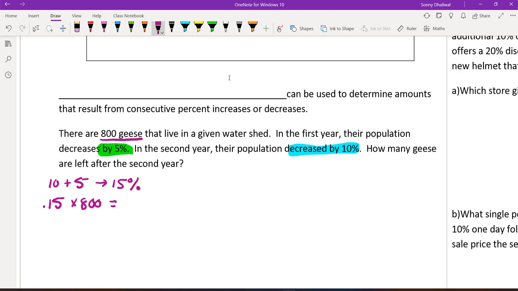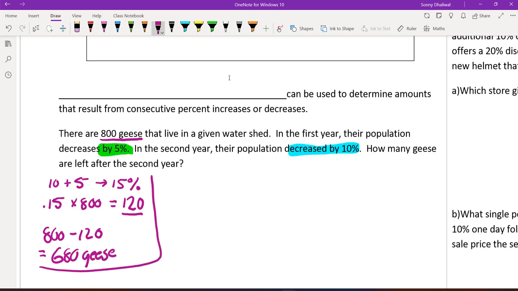Adam? Okay. So this 120, is that saying the population is 120, or the population went down by 120? It went down by 120, because it went down by 15%. So then we ask, how many geese are there? We go 800 minus 120. What do we get? 780. No, not 780. 680. Now this answer is not right.